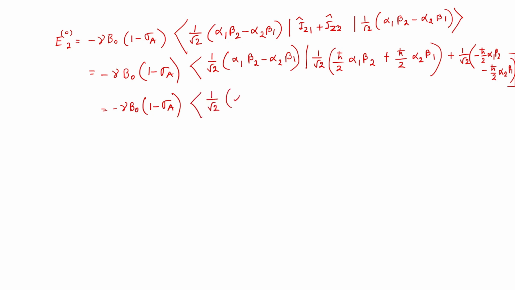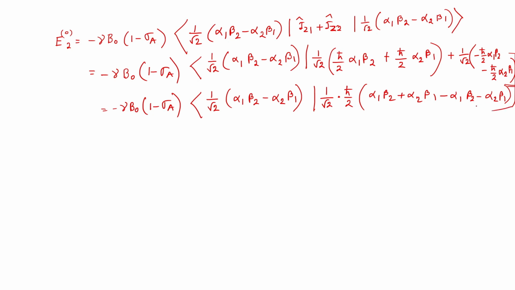So actually you see what I am getting, 1 by root 2 alpha 1 beta 2 minus alpha 2 beta 1. Let me common with all these things, h cross by 2 alpha 1 beta 2 plus alpha 2 beta 1 minus alpha 1 beta 2 minus alpha 2 beta 1. You see all these things are alpha 2 beta 1, this thing is going to be 0. So actually you are going to get 0, but this is also an eigenfunction, right?